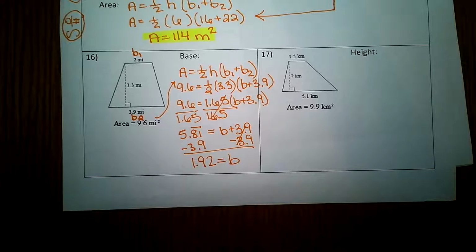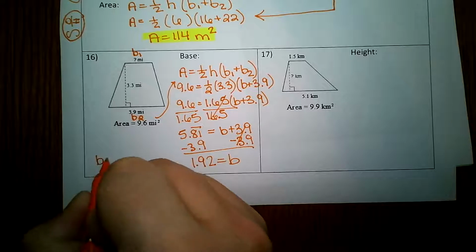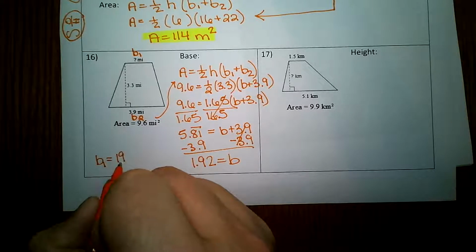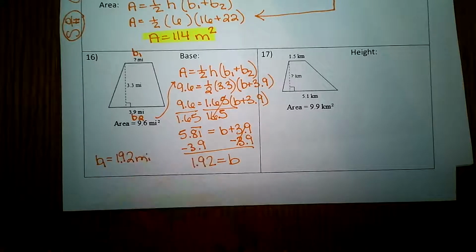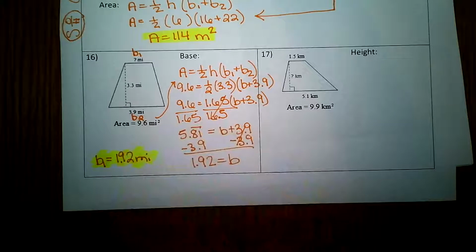Now, when we're measuring the bases, that's not in miles squared. That base value is just 1.92 miles. That's a linear value. It's not a squared value because it's not an area. All right, we have one more to try.